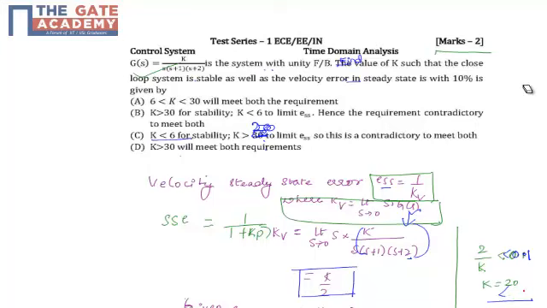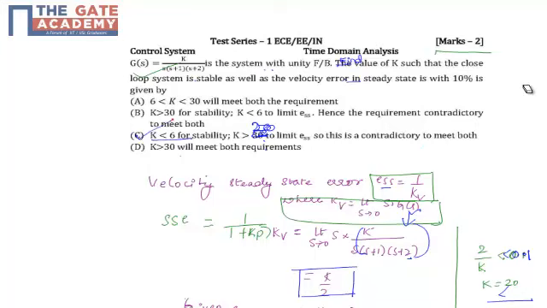And K is less than 6. In order to obtain the value of K such that the system should be stable and the velocity steady state error is within 10%, we have obtained K less than 6 and K greater than 20. The limits we have obtained are contradictory, so both conditions cannot be met. So the answer is C.